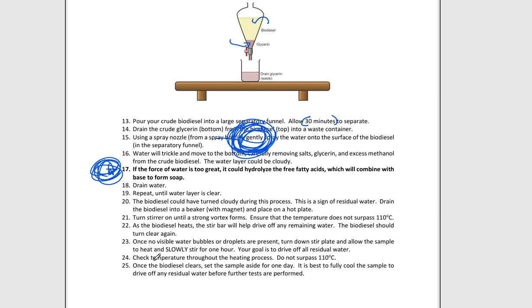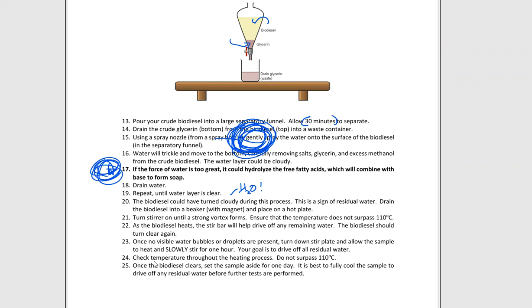Number 20, it says the biodiesel could have gotten cloudy at this moment. And the reason is because there could be a little bit of water that is getting trapped inside of the biodiesel layer, and we need to get rid of that. So that is residual water that's left over, and that's very simple to get rid of. The only thing that we have to do is put it on the hot plate.